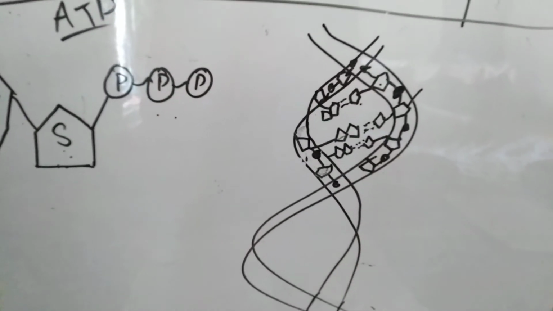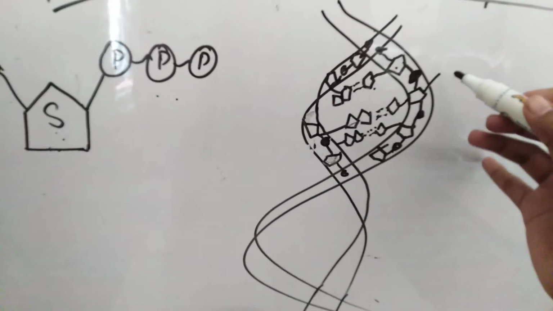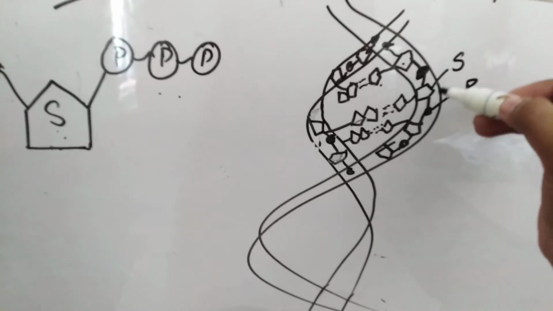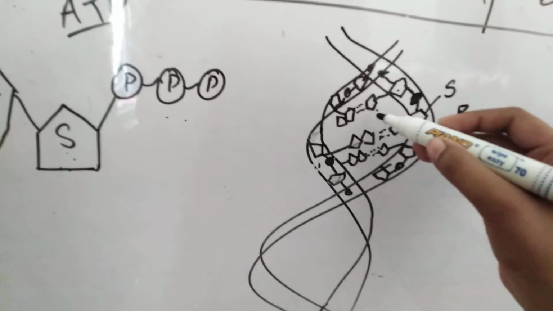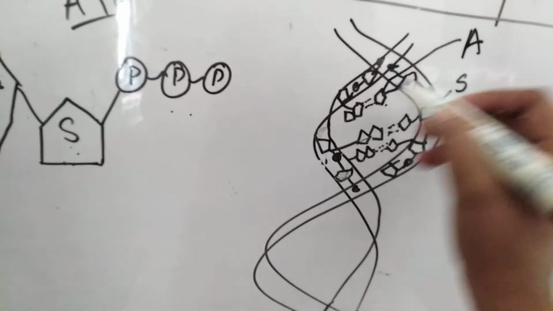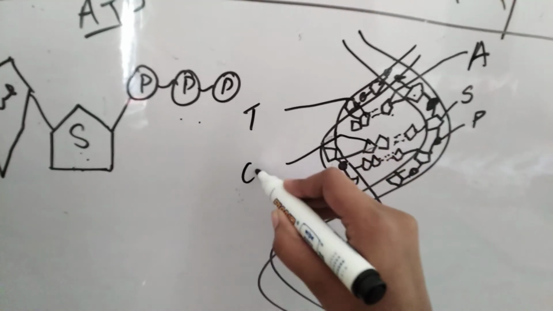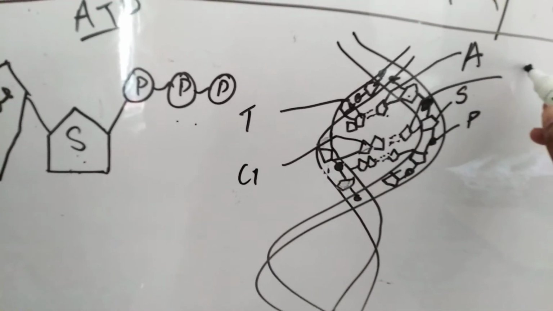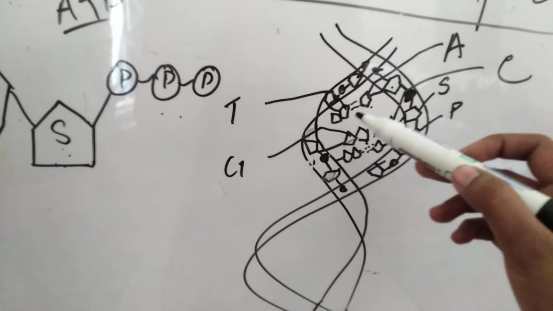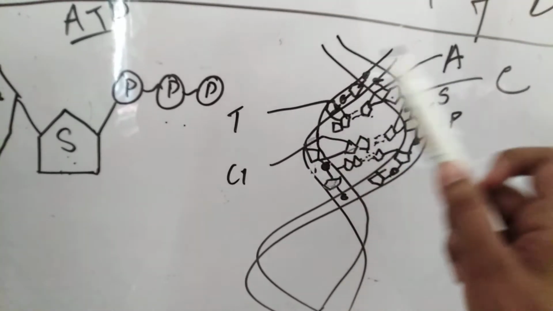For your convenience, I have shown 3 bondings, so the whole concept will be clear for you. This is sugar, this is the phosphate. It means the sugar phosphate backbone, and then these are the nitrogenous bases. Suppose it is adenine, then it will be thymine. Suppose it is guanine, then it will be cytosine. And these dotted lines are actually hydrogen bonding. Hydrogen bonding has been formed between the 2 nucleotides.